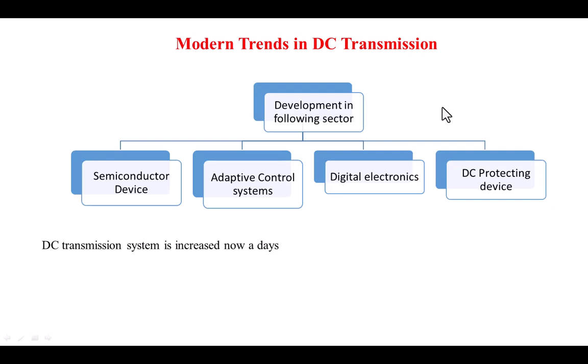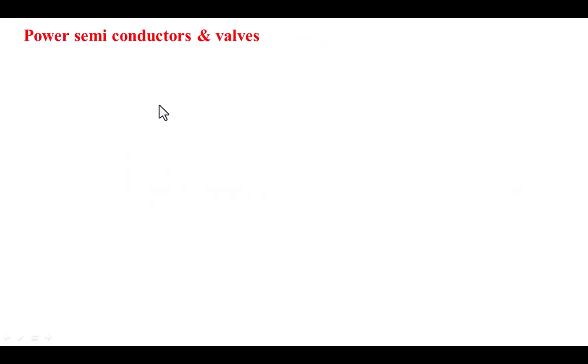Now we are going to see the modern trends in a DC transmission system. Nowadays, there is a vast development in semiconductor devices, adaptive control systems, digital electronics, and DC protecting devices. All these reasons are increasing the use of DC transmission. Now we are going to see them one by one.